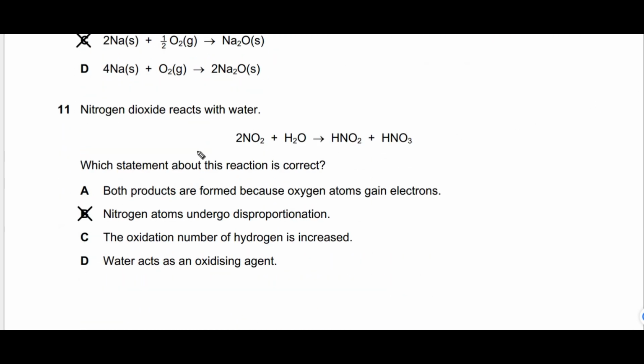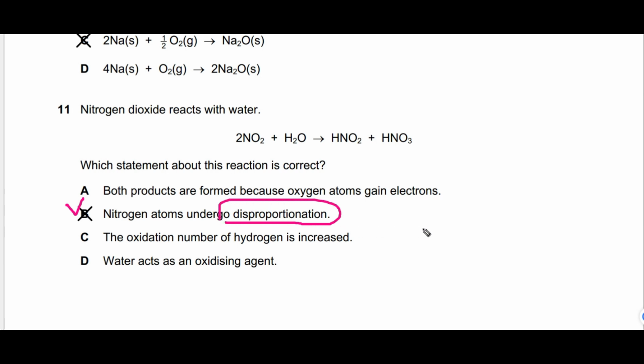Next, nitrogen dioxide reacts with water. Nitrogen dioxide reacts with water to form nitrous acid and nitric acid. Which statement about this reaction is correct? So B is the right answer. Nitrogen atoms undergo a disproportionation reaction.